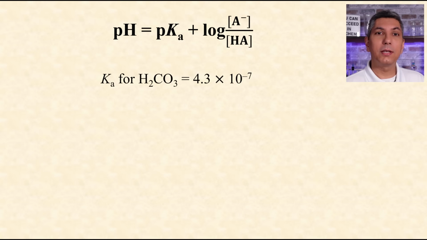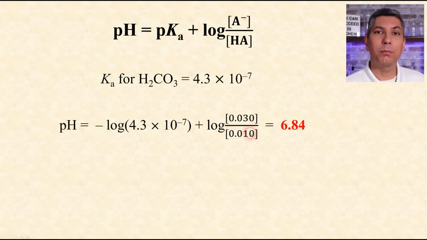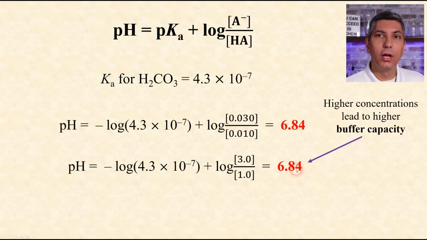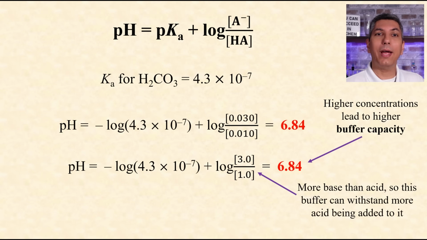So a buffer containing 0.03 molar sodium bicarbonate and 0.01 molar carbonic acid would have the same pH as a buffer containing 3 molar sodium bicarbonate and 1 molar carbonic acid. However, we use higher concentrations to produce a higher buffer capacity. That means those higher concentrations will be able to withstand a greater amount of acid or base without changing their pH value significantly. Since this buffer has more conjugate base, it will withstand more acid.